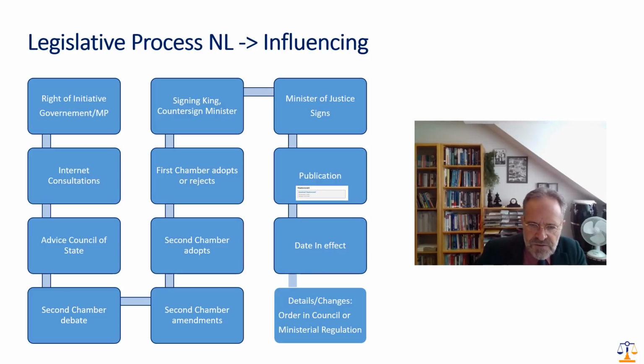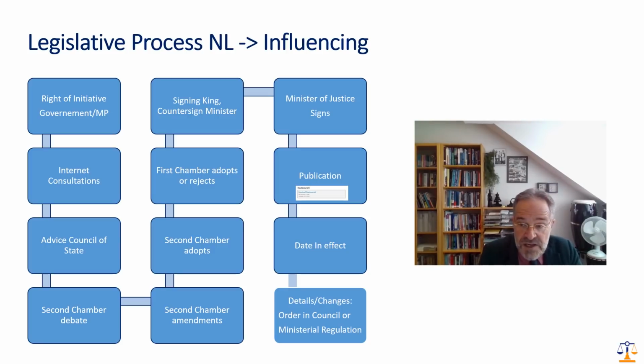It then goes to the first chamber, where it is discussed and adopted or rejected. It will not be amended there, that is not possible. Then when it is adopted, the king will sign and the minister involved will countersign. That is followed by the signature of the Minister of Justice. Then it is published in the Staatscourant, that's the official bulletin of the government, which is now published in PDF format and no longer in print.